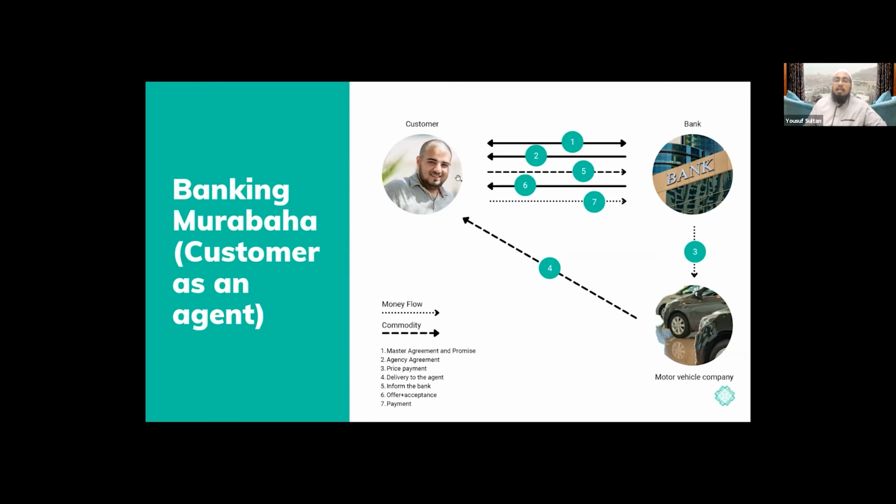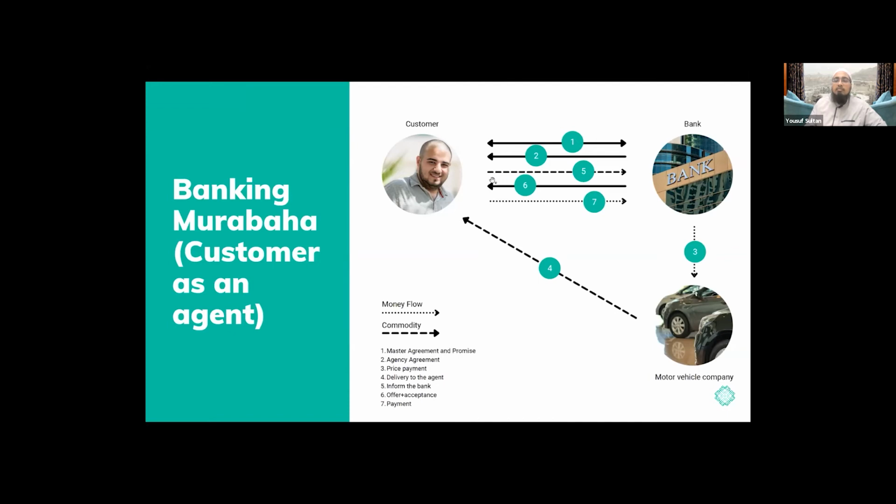Then the customer, as an agent, will be acquiring or possessing the asset, the product or the commodity, from the vendor itself, from the company or from the supplier. And the bank will pay the cash directly to the vendor as a purchaser. So in number 5, the bank customer is informing the bank that he has possessed it on behalf of the bank. In other words, he is basically handing over to the bank the possession of the asset. So after number 5, the bank has the ownership and the possession of the product.